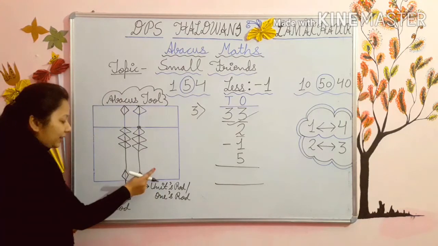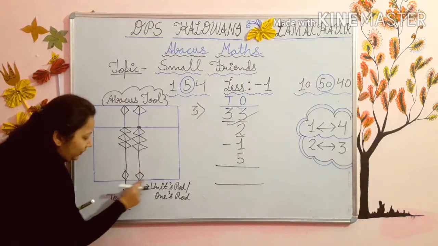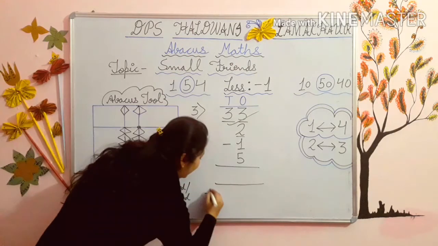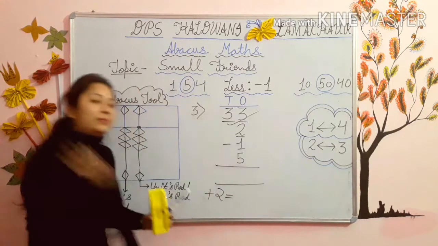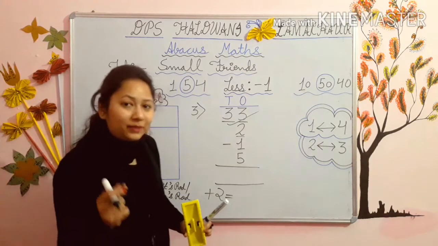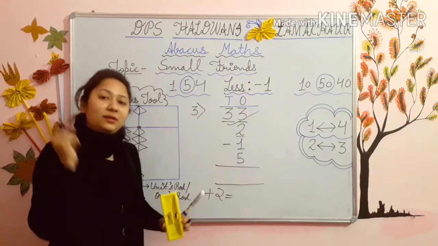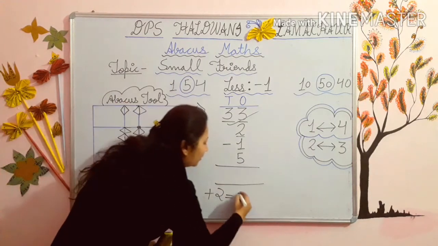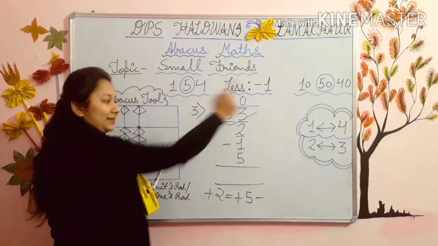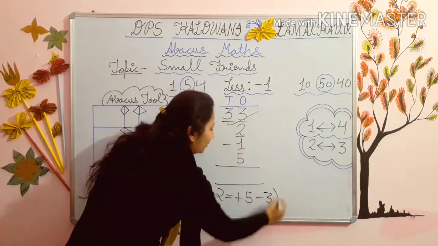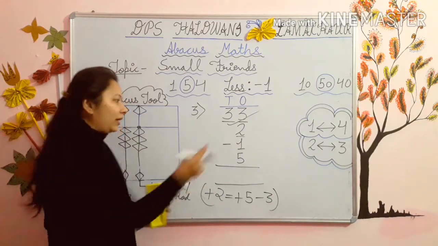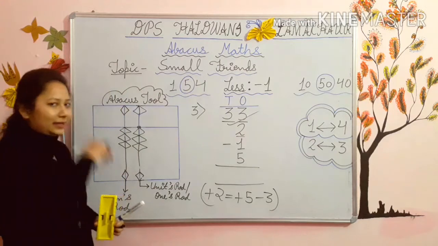Yes, for adding 2 in 1's rod, see here is only 1 and you have to add 2. So for adding 2, what you have to do? Just remember, in my previous video I have told you, for adding any number when the bead is not there, the first number which you will add is 5 and you have to subtract the friend. Now who is the friend of 2? See there, 3. So you have to add 5 and you have to subtract 3 for adding 2. Let's do.